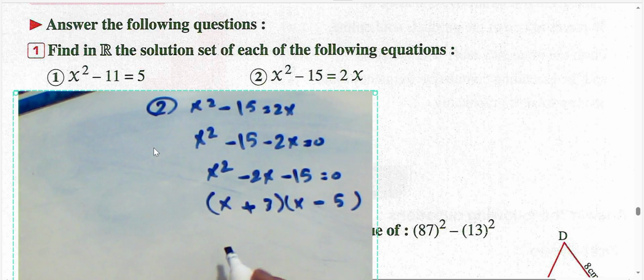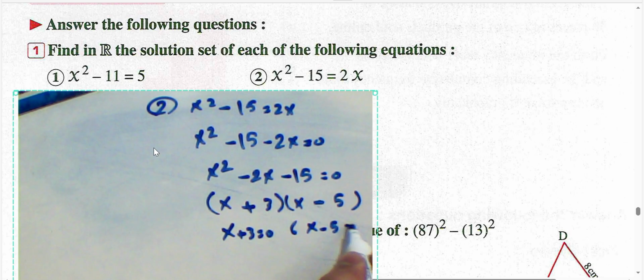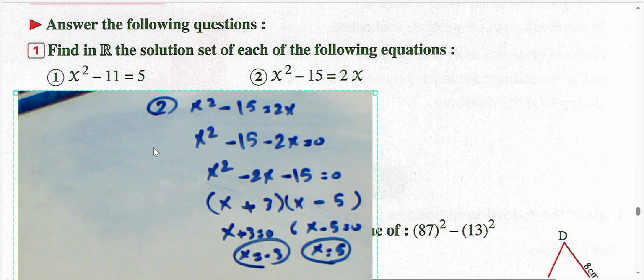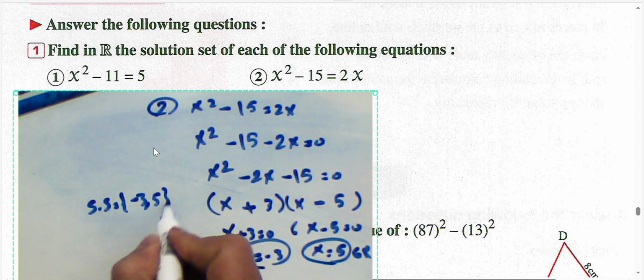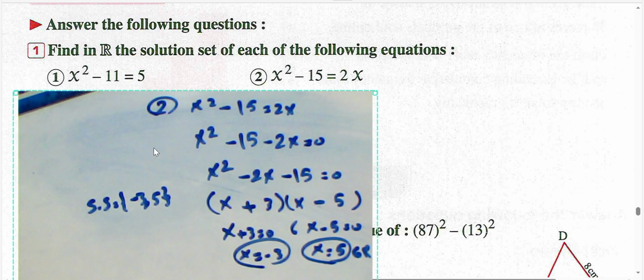Then x plus 3 equals 0 or x minus 5 equals 0. Then the value of x equals negative 3, and x also equals 5. They belong to the real numbers. The solution set will be negative 3 and 5. We have two solutions here: negative 3 and 5.